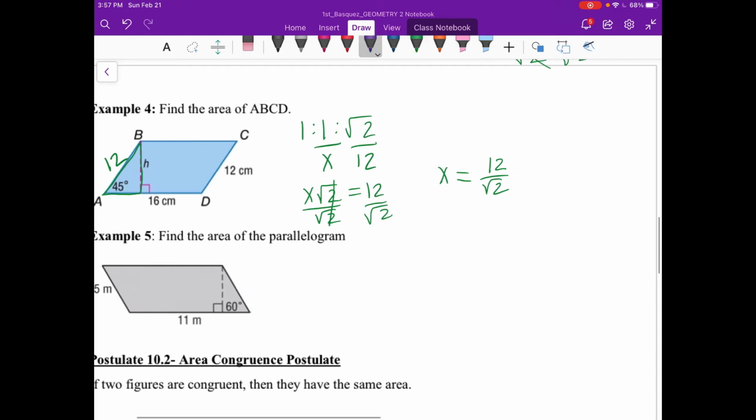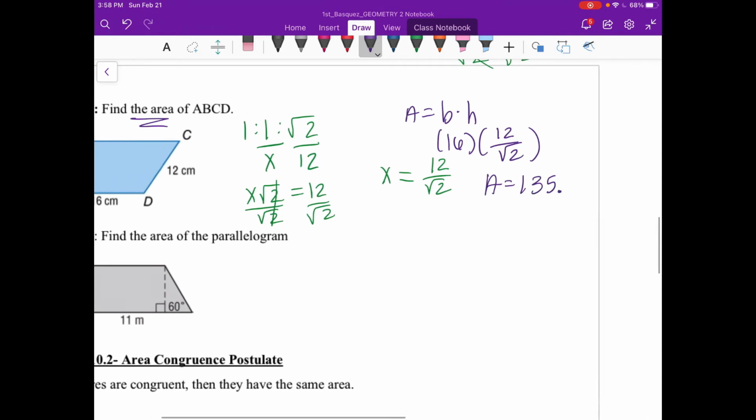My area in this case is base times height. I don't need to find the perimeter this time, just the area. So base is 16. My height is 12 over square root of 2, and then I can put that into my calculator. When I put that into my calculator, I should get 135.76, and that's centimeters squared. So these are a little bit more difficult, so just take it slow and remember your special right triangle ratios. That's going to be really helpful.